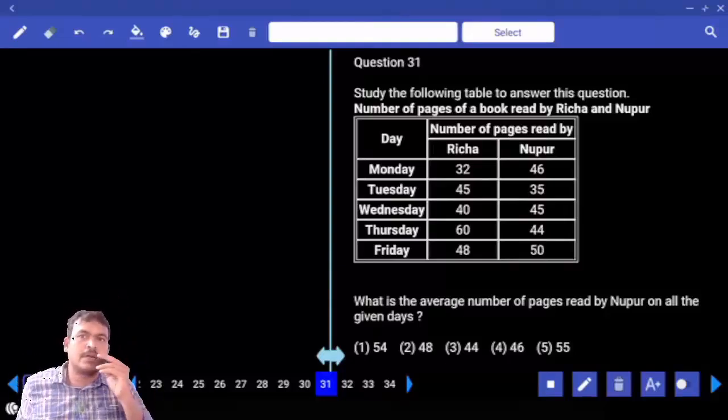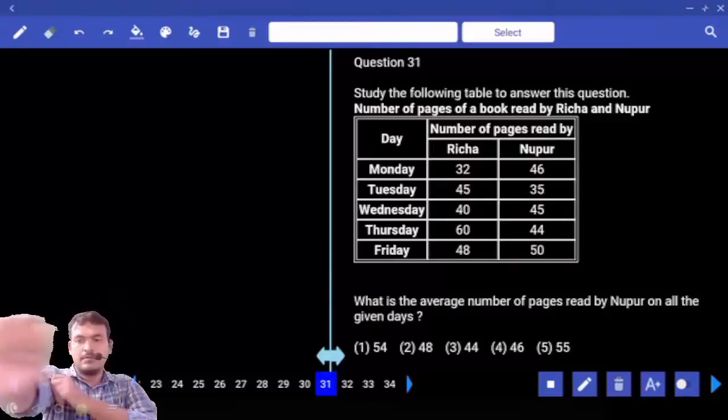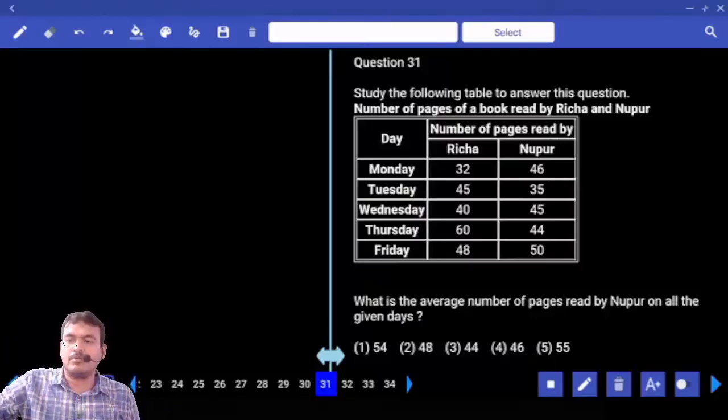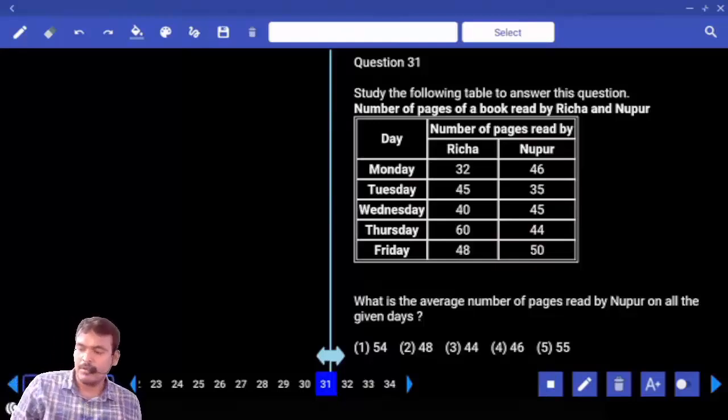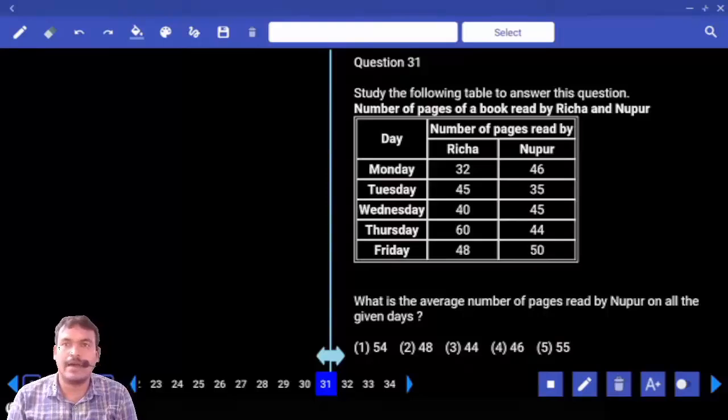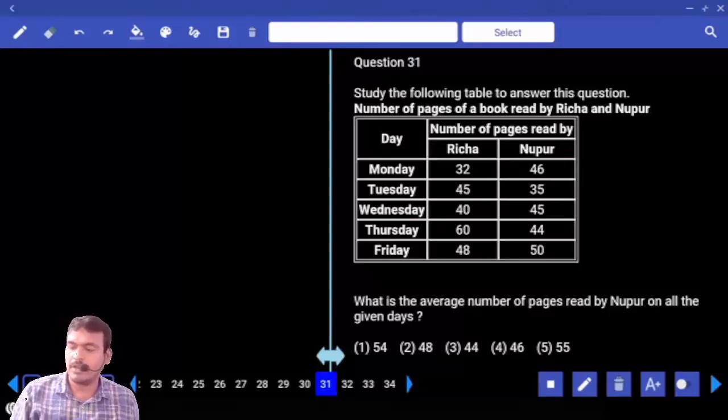Next question number 31. Study the following table to answer this question, the number of pages of a book read by Richa and Nupur. And what is the first question? What is the average number of pages read by Nupur on all the given days? We required the average of Nupur in all the days.